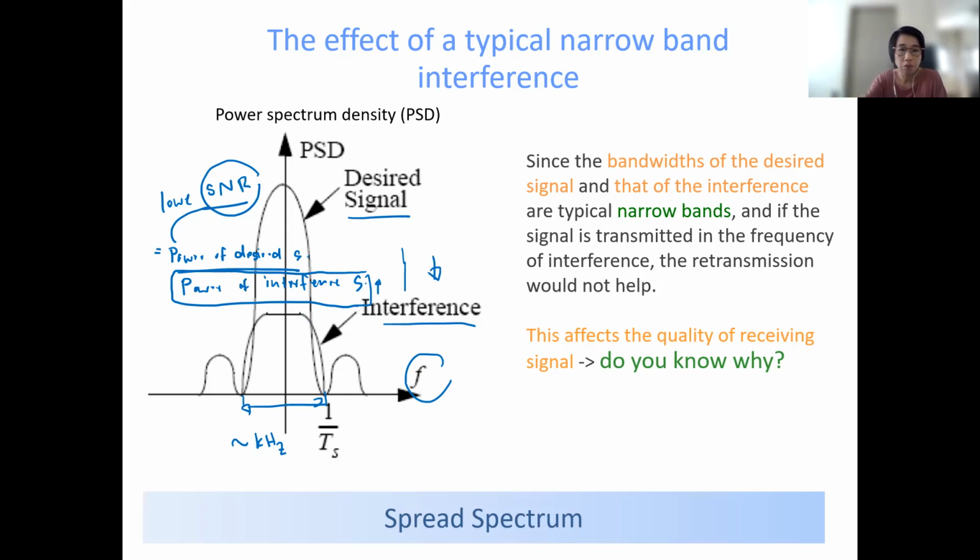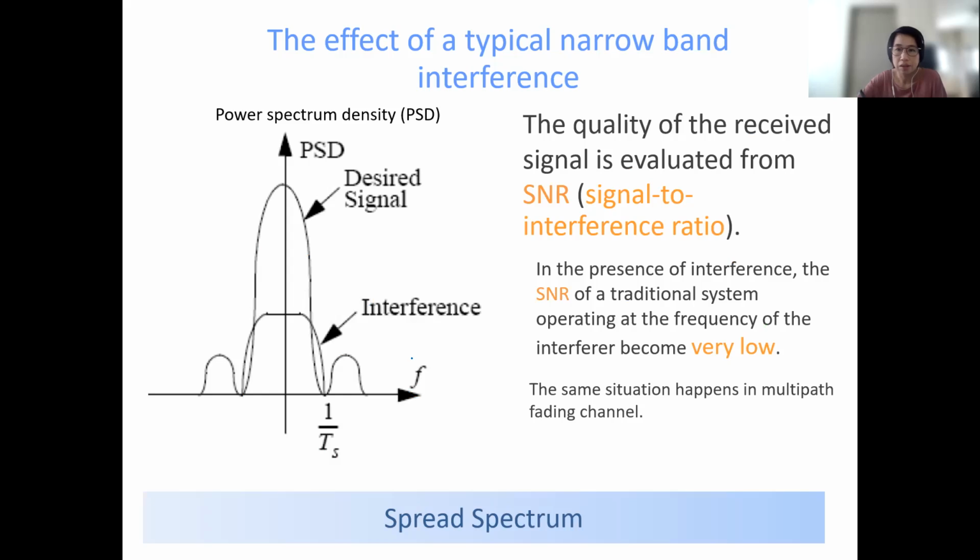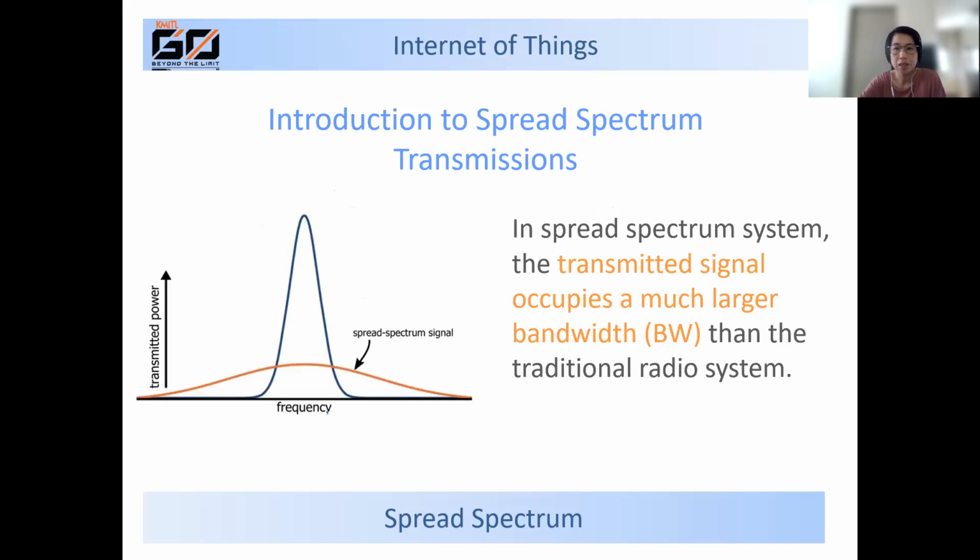So what can we do? How can we avoid this situation? I just explained, we can get a low SNR if we face interference with exactly the same center frequency and bandwidth, right? So what we can do is make the transmitted signal have a much larger bandwidth. This is called spread spectrum transmission.